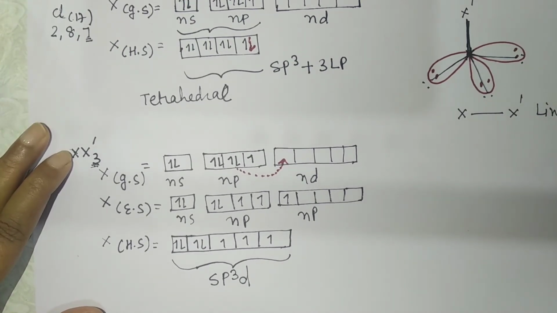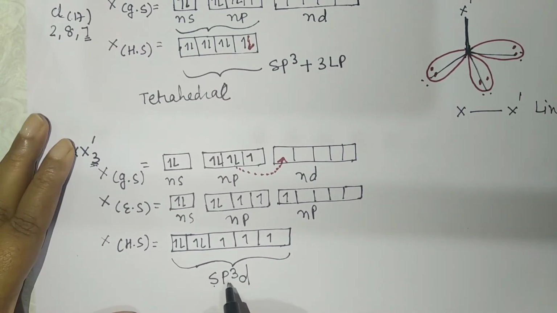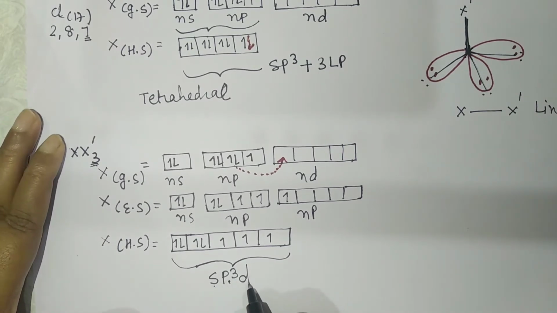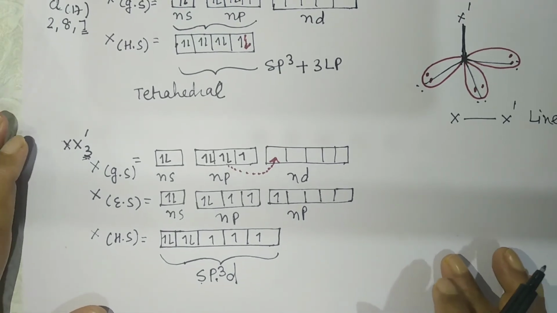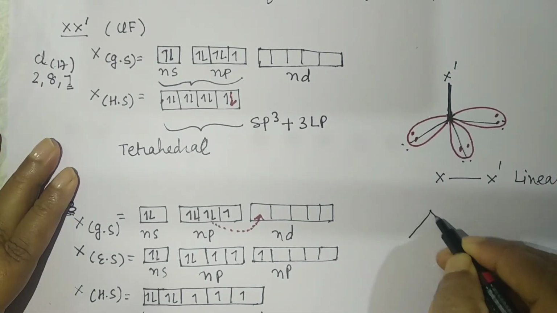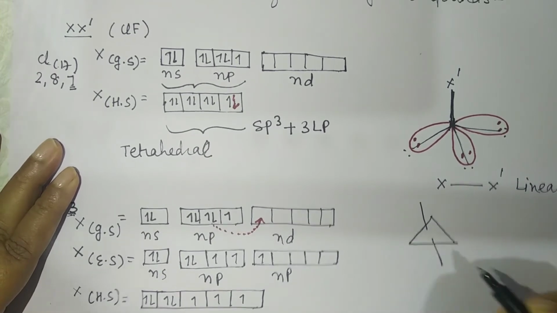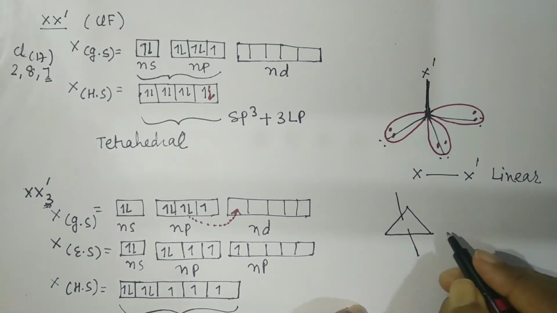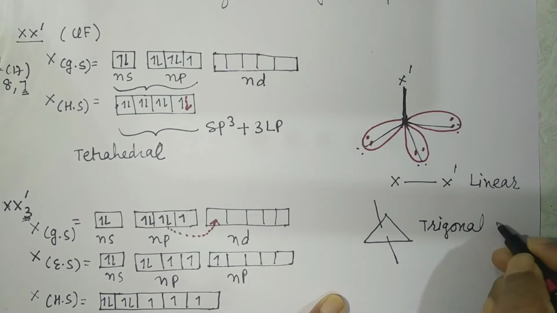Now what should be the geometry? For that, students, what you have to do is, this is 1 plus 3 is 4 plus 1 is 5. Subtract 2 from it, so you get 3. So what is the proper geometry of 3? It is a triangle. So I will try to draw a triangle and then what I have subtracted, I'll put 1 up and 1 down. So expected geometry is trigonal bipyramidal.